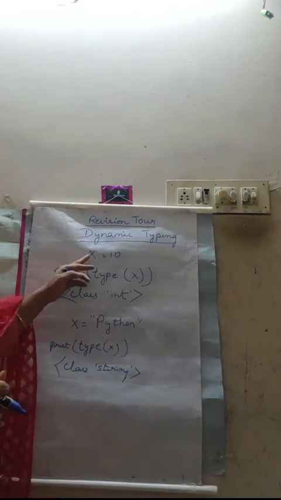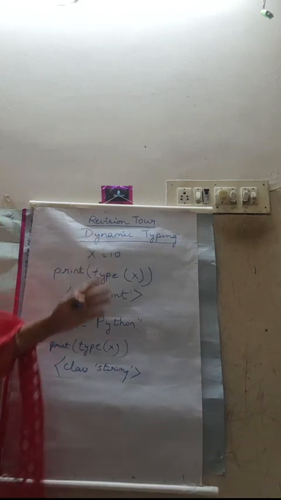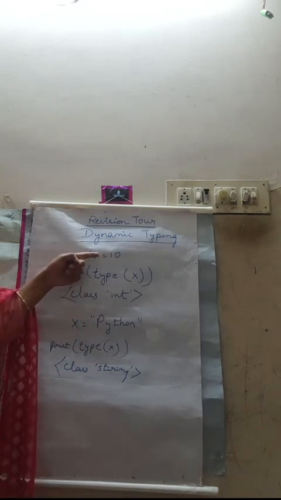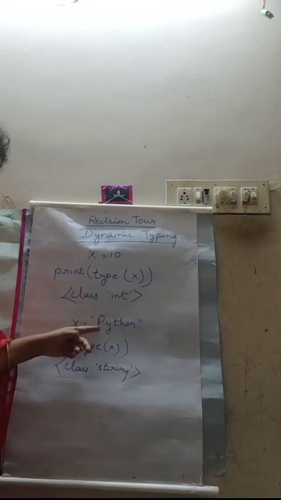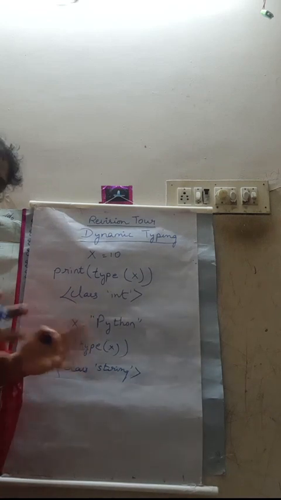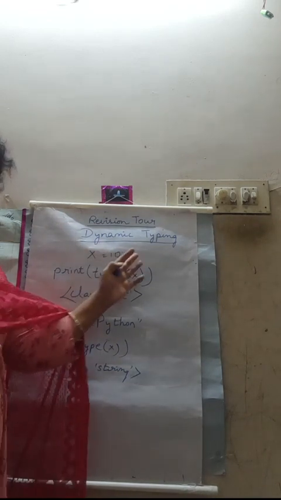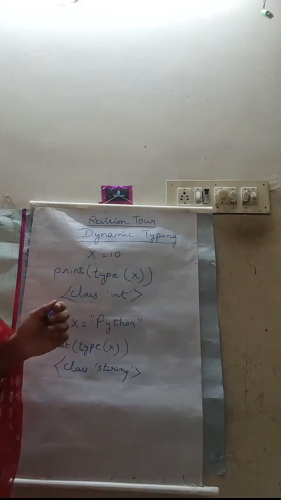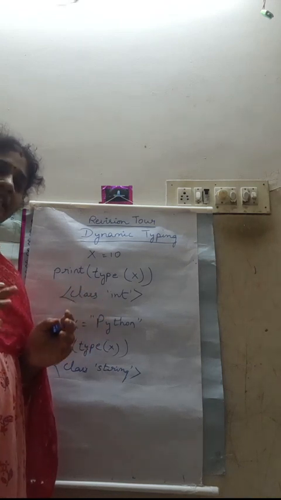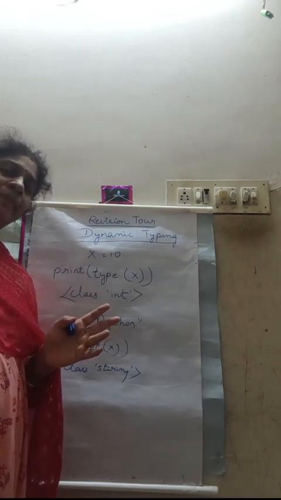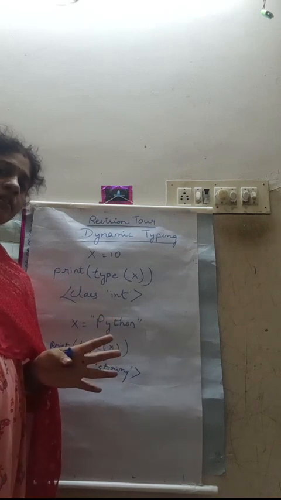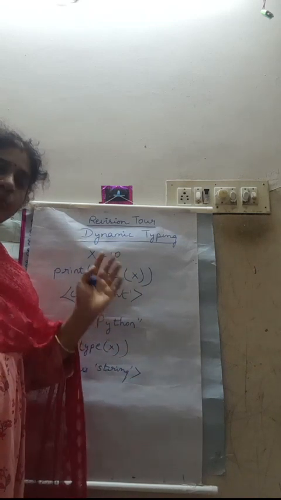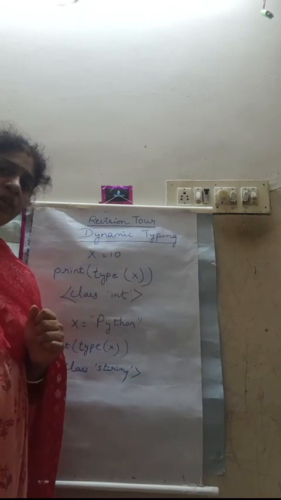So in the beginning of the program, I have assigned value 10. In the due course of program, I have changed the value to Python. Initially the data type is integer. Here it has become string. So I can change the data type. That's why it is called as dynamic typing. If you see in other programming languages, whatever data type you set in the beginning, throughout the program the data type has to be the same. You cannot change it, but in Python it allows you to change. That's why it is called as dynamic typing. This is one of the features that Python supports.